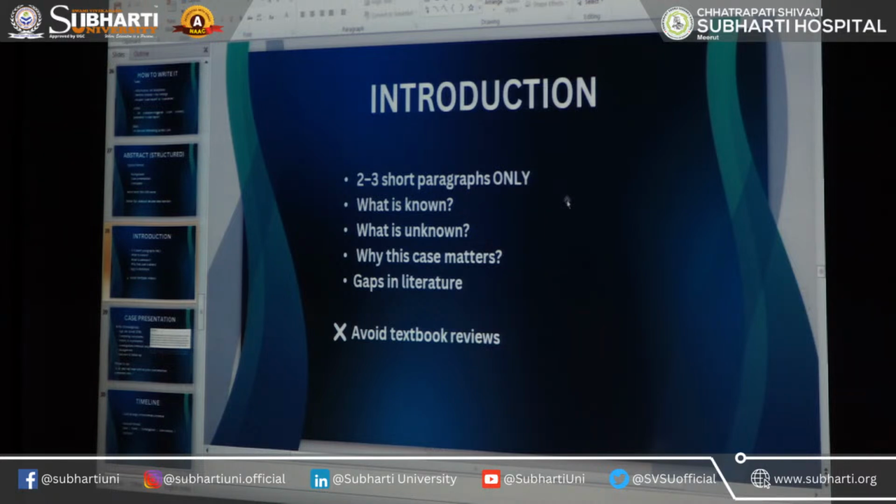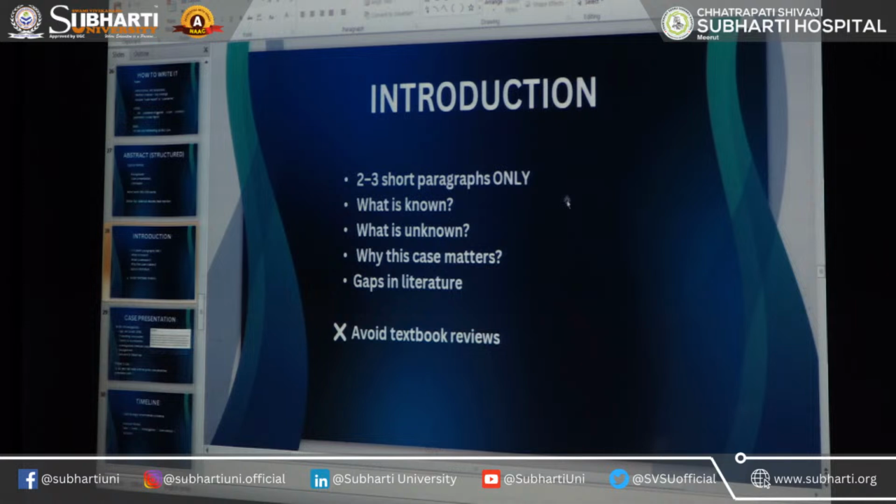Now, the introduction, as we discussed, has to be short and concise. Start with what is known, then what is unknown, then why this case matters and what this adds to the current body of literature. You can also highlight some gaps in the literature to support your claim. Then you have to avoid textbook reviews. If something is very common, it's not important to bring it up and talk about it again.